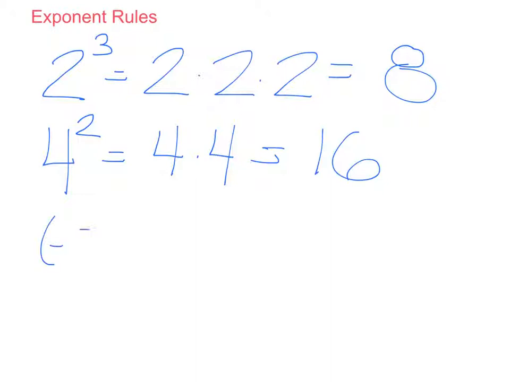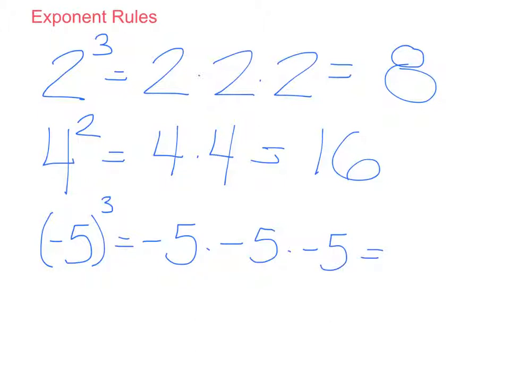So I could take negative 5 and raise it to the third power. So that's the same as negative 5 times negative 5 times negative 5. So let's think about that. That is a negative times a negative, which makes a positive, and then a positive times a negative, which gets me back a negative. So my final answer will be negative 125.